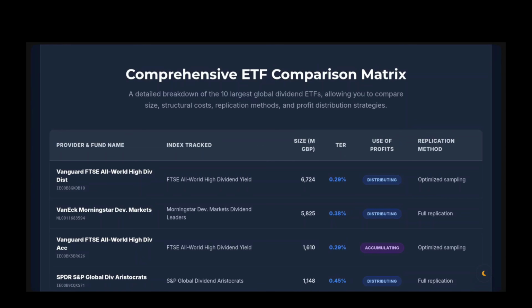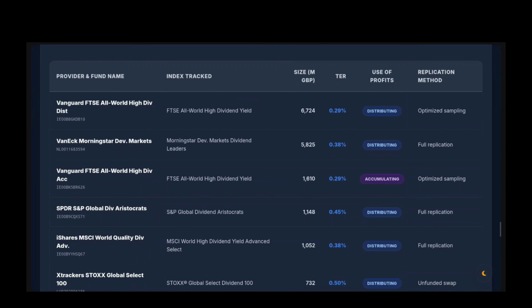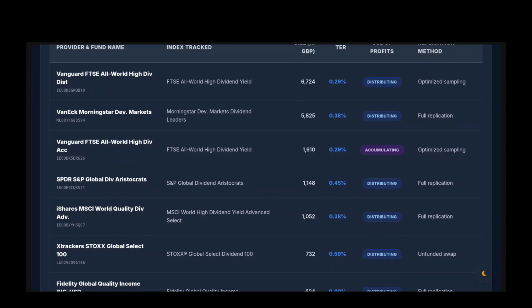We then have the Vanguard FTSE All World High Div accumulating. So again, it follows the FTSE All World High Dividend Yield. It has a fund size of 1.6 billion, expense ratio of 0.29%. This is the accumulating version, and it is optimized sampling. We then have the SPDR S&P Global Dividend Aristocrats, which tracks the S&P Global Dividend Aristocrats Index. It is 1.1 billion. Expense ratio is 0.45%. It is distributing and it is full replication.